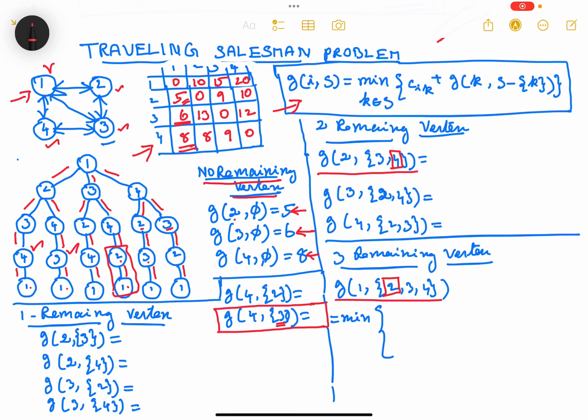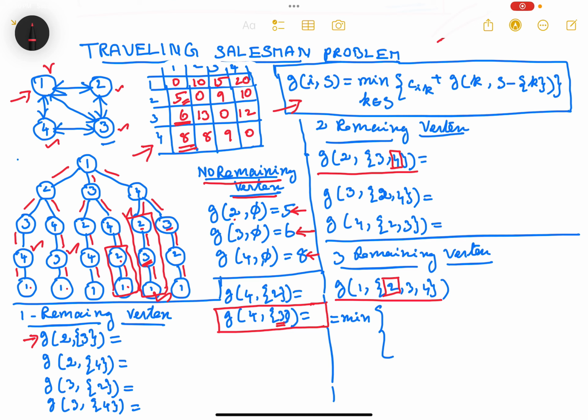Okay, so with one remaining vertex, we are going to find the shortest path. If you choose this path, this part of the problem from the second city to the first city, having the third one as the intermediate city, what is the shortest path? That is what we are going to find in g of 2 comma 3.